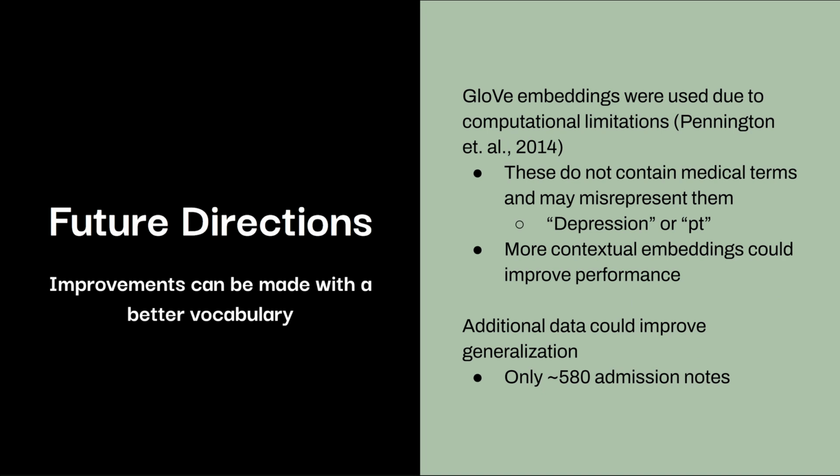Future improvements that could be taken with this project would be to use better word embedding vectors. GloVe embeddings were used due to computational limitations as previously discussed, but these word vectors do not contain the medical terms in their vocabulary, such as depression or PT, which stands for patient. Having more contextual embeddings could improve the model performance by adding features to these word vectors that better represent the context of the words overall, such as how depression could mean more closely a medical diagnosis than an economic slowdown.